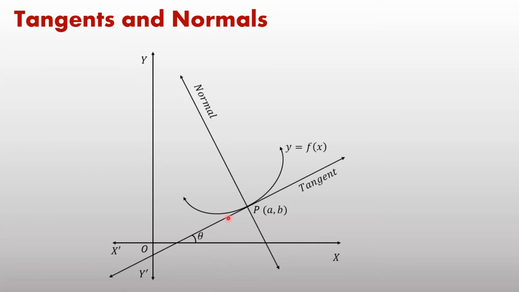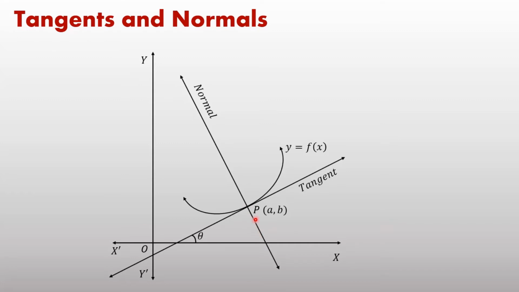Now here in the figure you can observe two axes given, x and y axis. Curve y equals f(x) is given. At point P having coordinates (a, b), a tangent is drawn. The angle between the tangent and the x-axis is given as theta. It implies the slope of the tangent is tan theta. And at point P, if we draw a perpendicular line to the tangent, then this perpendicular line is known as the normal to the curve at point P.